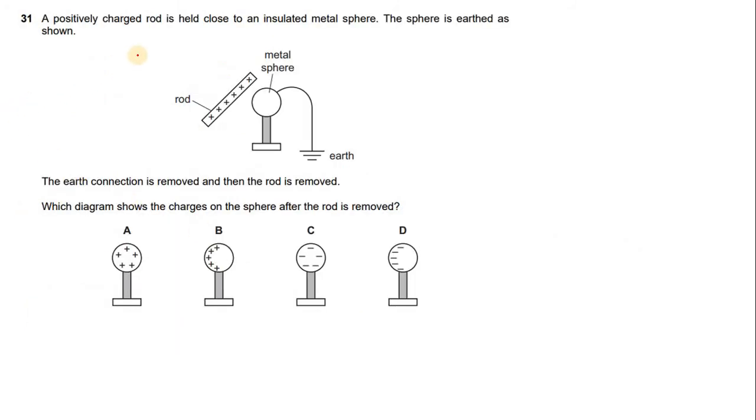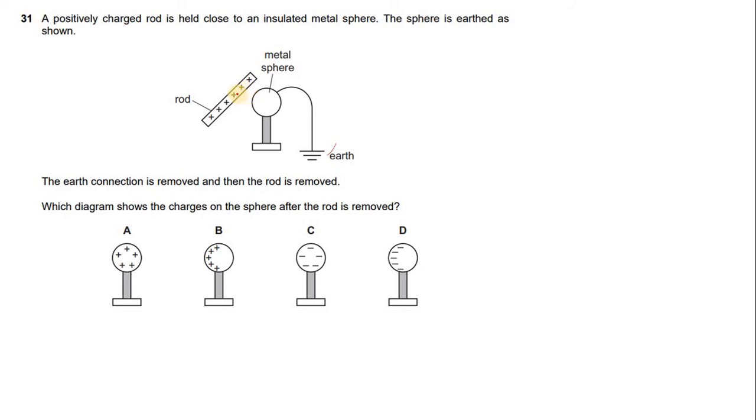31. A positively charged rod is held close to an insulated metal sphere. The sphere is earthed as shown. So we have an earthed sphere and a positive rod. Now you know what happens. Remember, the rod is not in contact with the sphere. It is slightly apart.